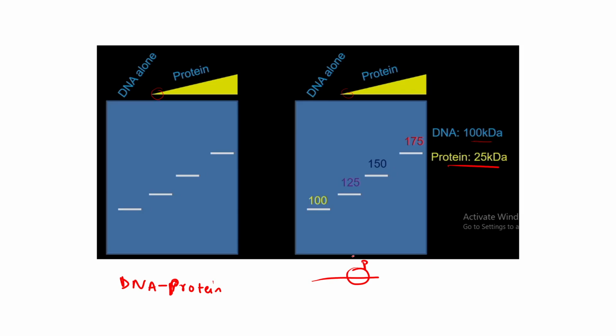So that protein had 25 kilodalton weight. So total molecular weight will be 125 kilodalton. So now the mobility will be shifted. So from 100 kilodalton, we will see a shift of 25 kilodalton.